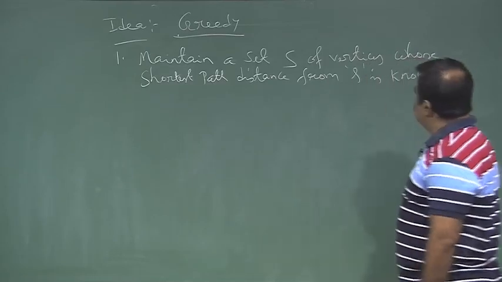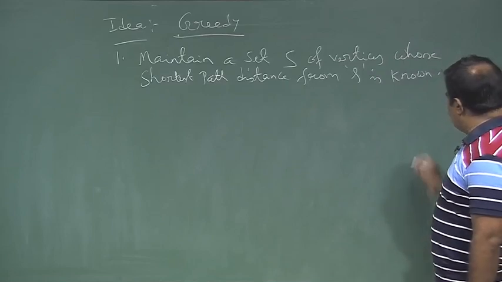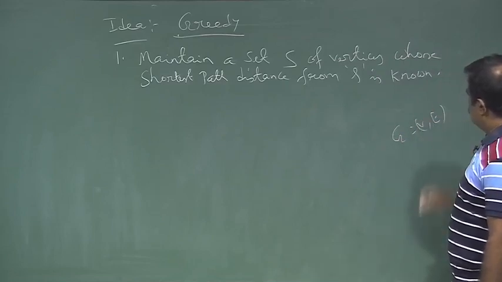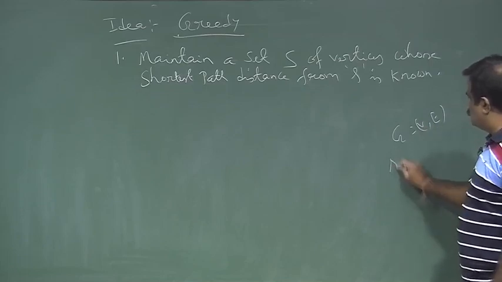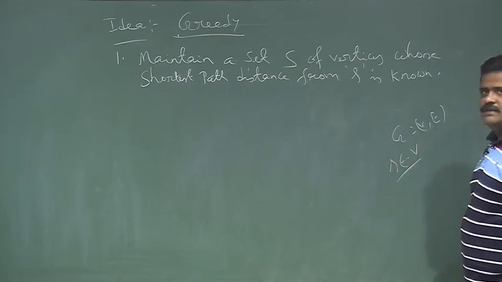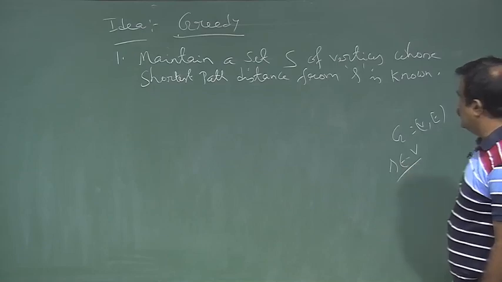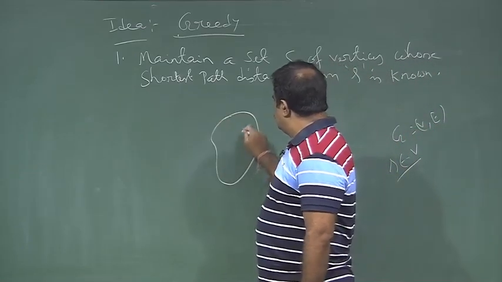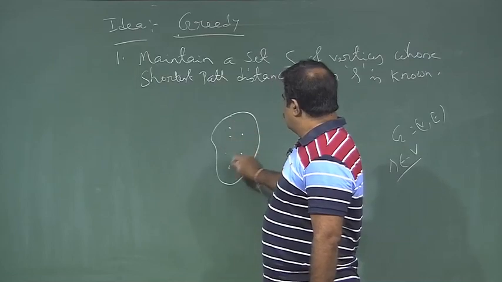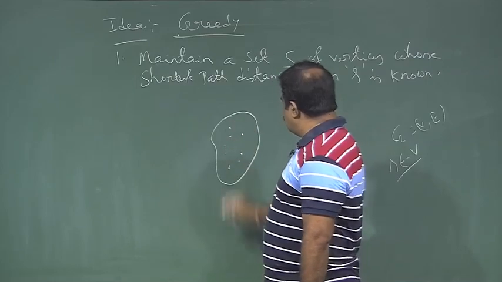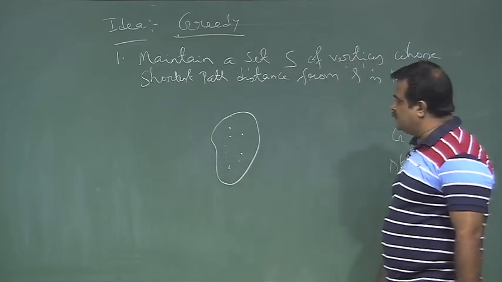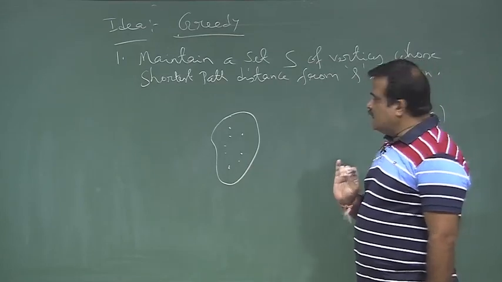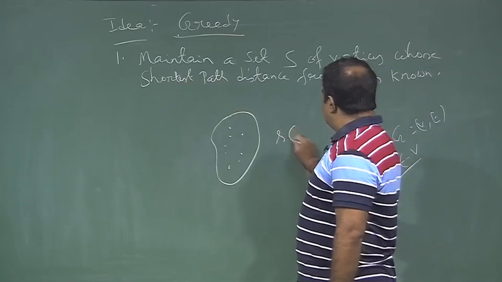Okay. So basically we have a graph G and we have all the vertices. Among these vertices we choose one as the input, small s, and the capital S is basically the set of all vertices for which we know the shortest path from s to that vertex. Now obviously small s will be in capital S.